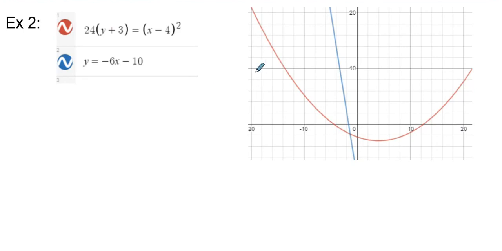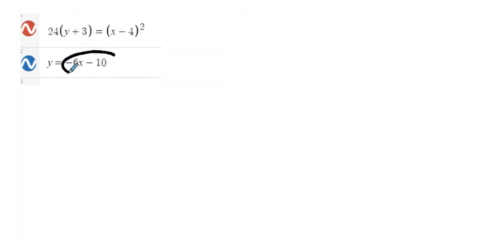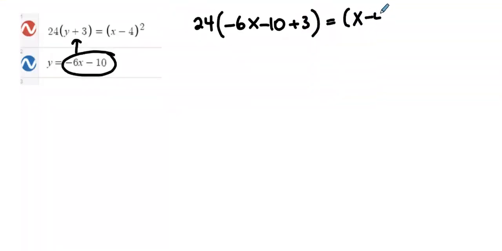So in this example, again, parabola and a line, but we see that we only have one solution. So let's see how that happens. Same idea. We're going to substitute. Okay, I'll do it on the next page. I have more room. We are going to substitute the value of y into the parabola. Okay, so we have 24 negative 6 plus 3 is equal to x minus 4 squared.